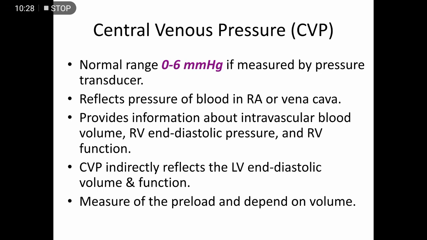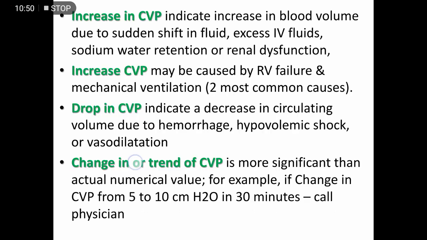It reflects the pressure of blood in the right atrium or vena cava, and provides information about intravascular blood volume, right ventricle end diastolic pressure, and right ventricle function. CVP indirectly reflects the left ventricle end diastolic volume and function. It is a measure of the preload and depends on volume.